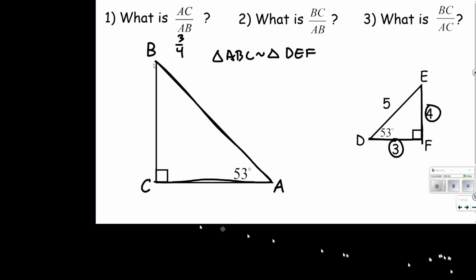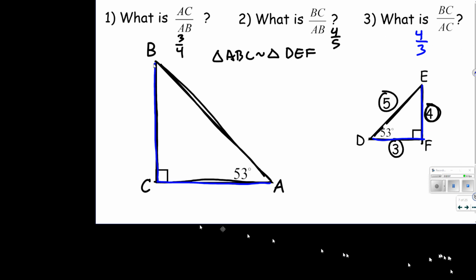Okay, next, what is BC to AB? Now we're comparing this leg over here to the hypotenuse over here. So if I look at my other triangle, that would be the same as taking EF to ED, which you can see right there is 4 to 5. Okay, last question up there, what is BC to AC? So look over here, that's comparing this leg of the triangle to that leg of the triangle. So if I come over here to the similar triangle, that'd be the same as comparing that leg to that leg, which is 4 to 3.